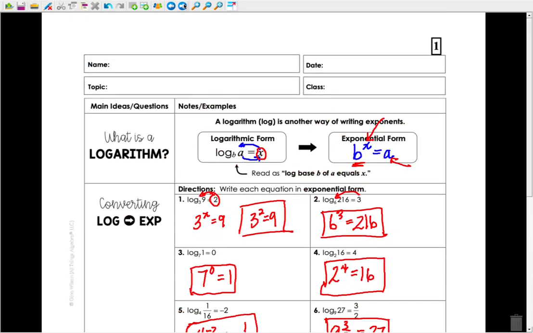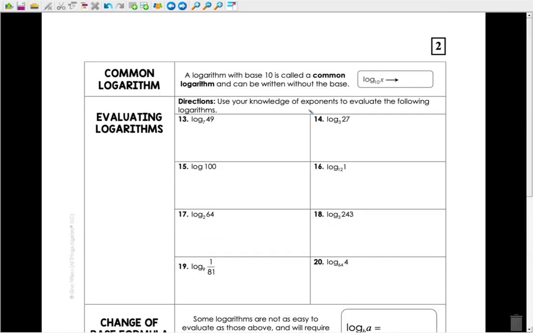Now from here, we are going to begin to evaluate logarithms. There are two kinds of logarithms we're going to evaluate: the common ones, and then the ones that involve a change of base formula, because getting the answer to the logarithm is a little harder since it's not something we can calculate easily in our head. A logarithm with the base 10 is called a common logarithm. This can be written without the base, so log base 10 of x is simply equal to log x.